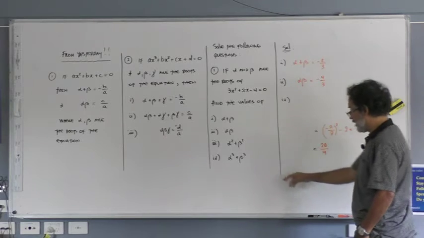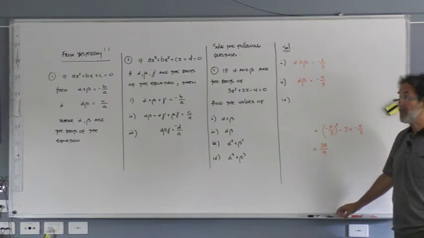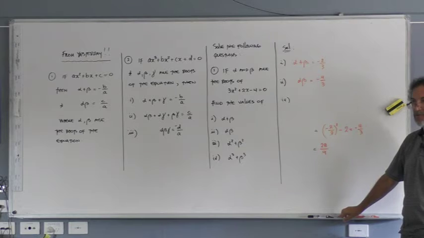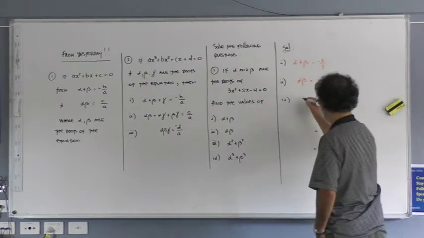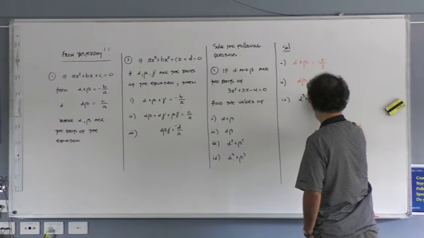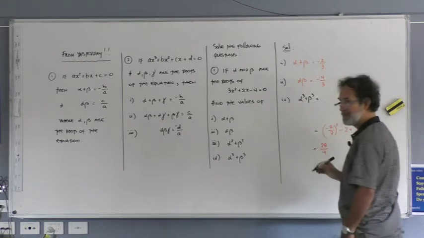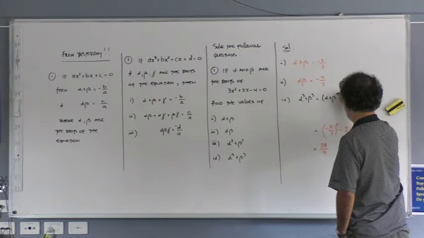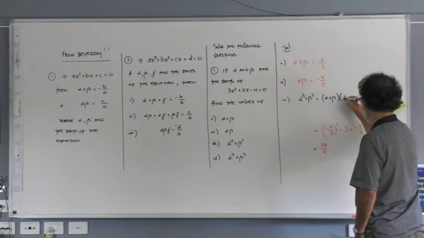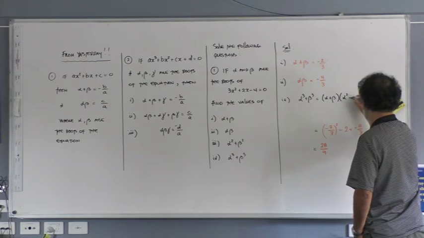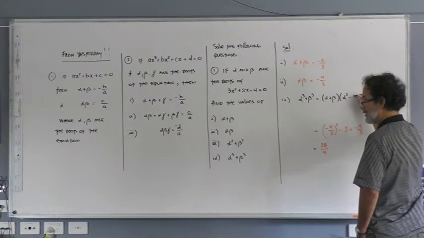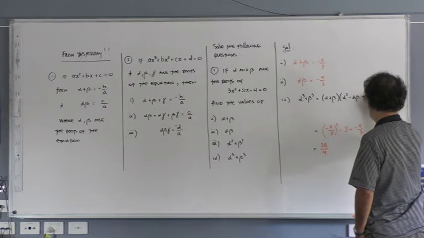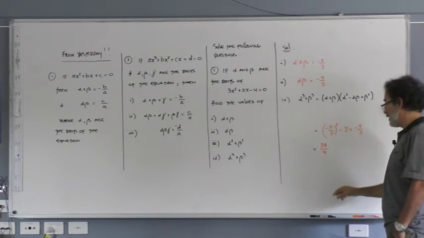To answer this question, do you remember that once upon a time we did something that we call the sum of cubes? Do you remember what the formula is? It's going to be alpha plus beta, and then in bracket, alpha squared minus alpha beta plus beta squared. Great.